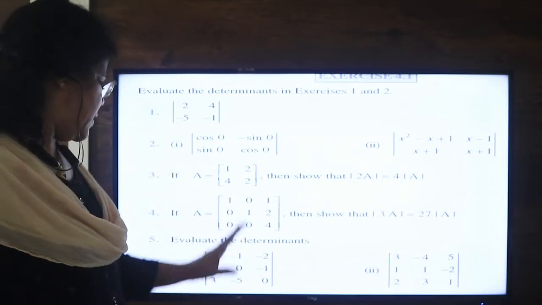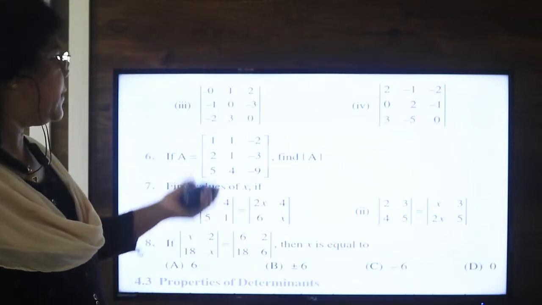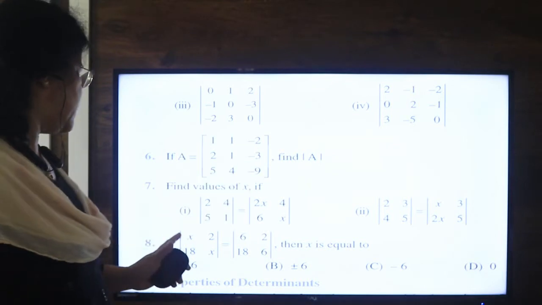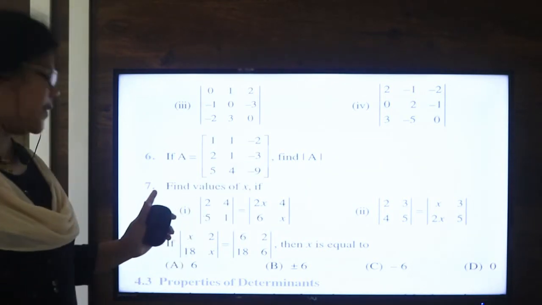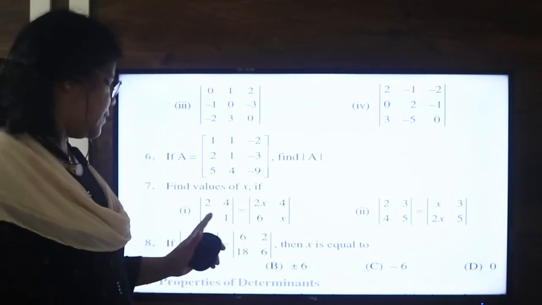Now evaluate the determinants, again a 3 by 3 matrix. Whatever we learned through the definition, the same thing can be used. So it is a repetition of all these things. Then the seventh one is a different one. You see, find the value of x.